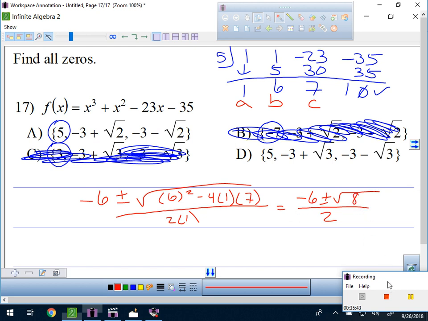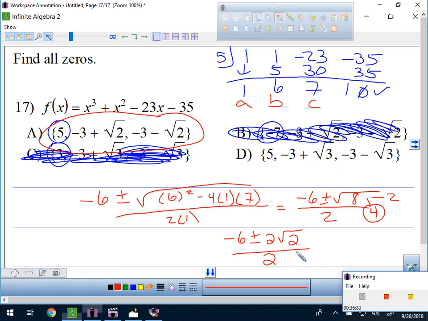Now, here's what I'm going to pause for, because this is what I was talking about a second ago. For this problem, you might be able to pick out the answer right off the bat, because if you notice, which one would it probably look like, A or D? Let's see if we can simplify it. Let's break down the 8. How would I break down 8? I'd use 4 and 2, and the square root of 4 is 2. So this would be negative 6 plus or minus 2 square root of 2, over 2. That might give you enough to pick out your answer. It has to be A, because there's no radical 3 inside of that radical.